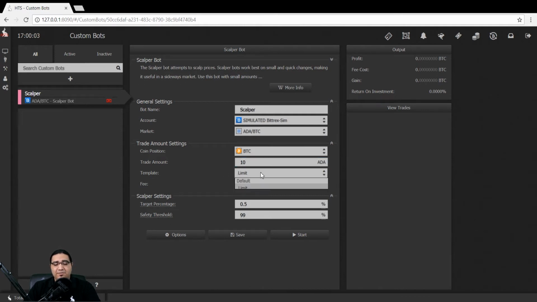So the next thing is your order template. Now by default, there is only the limit order. However, if you create a new order template, you can set this to market, never expire, and so forth. Really, that's up to you, but for my purposes, limit is more than fine.